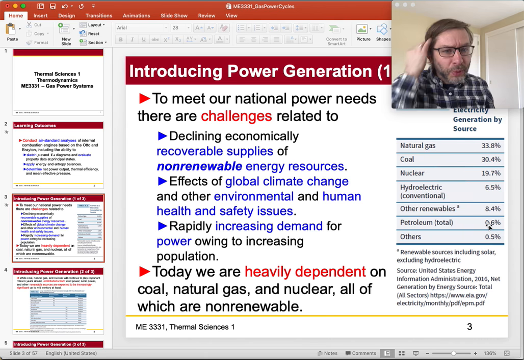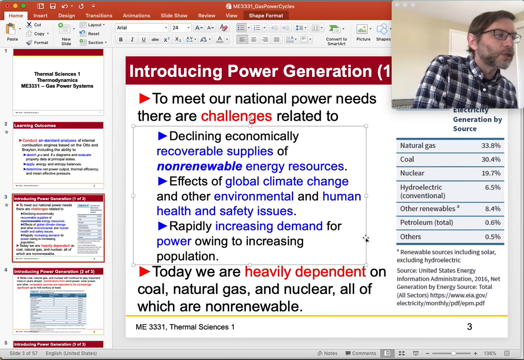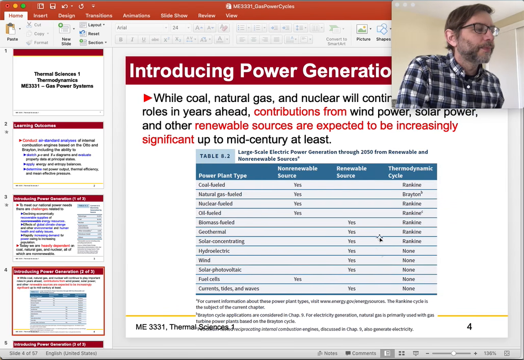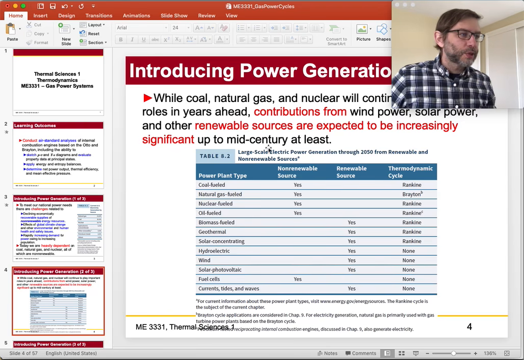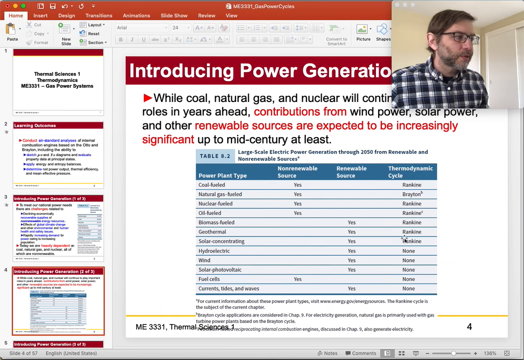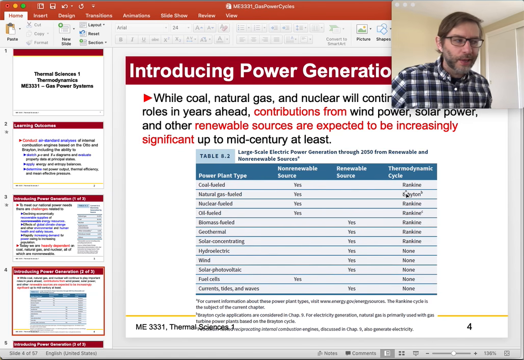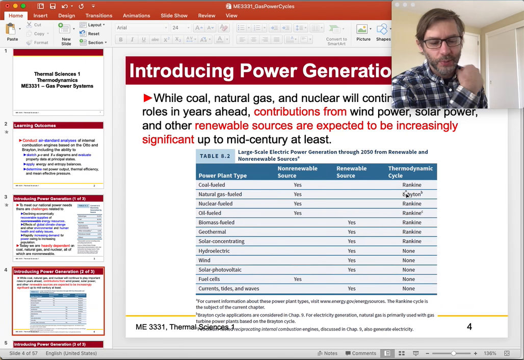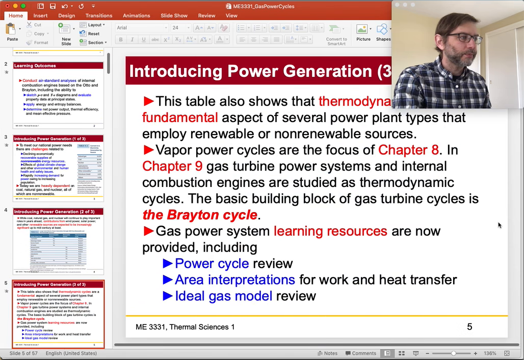So that's what we're going to cover. We're going to cover engines. These are just power generation examples. Natural gas powered is the Brayton cycle. This is an interesting cycle. This looks at all the different ways we use Rankine cycle. The Brayton cycle is the cycle we're going to do for Wednesday's lecture, and that is an air standard cycle used in power generation.